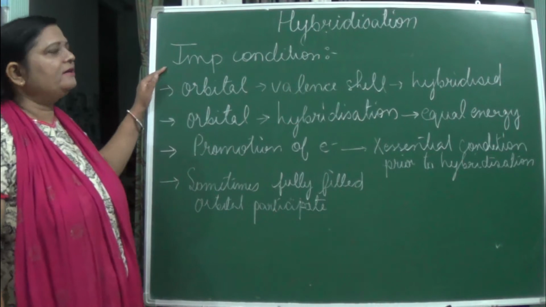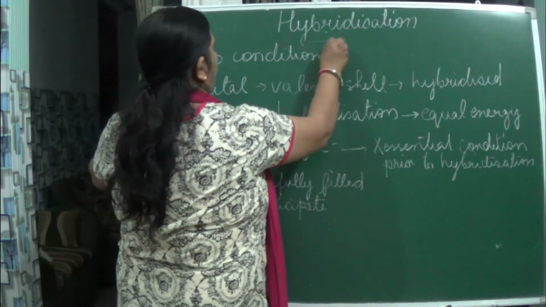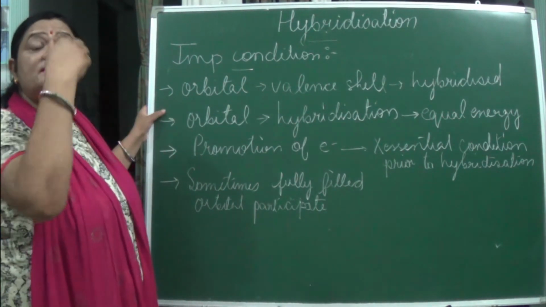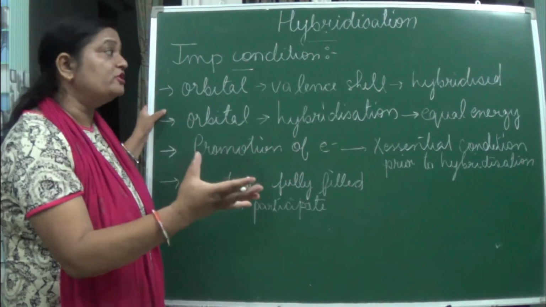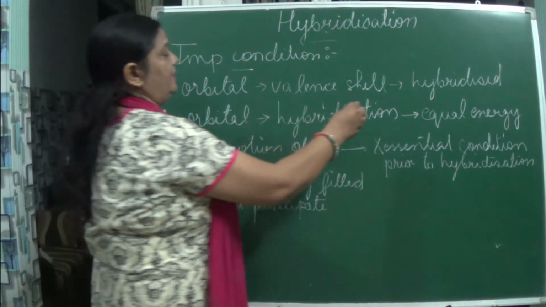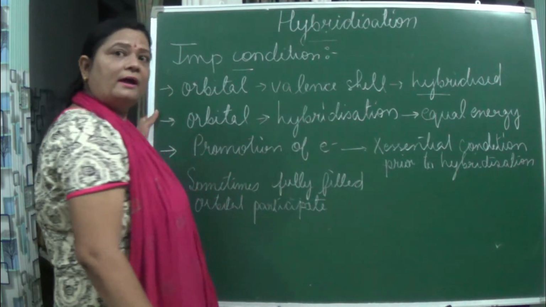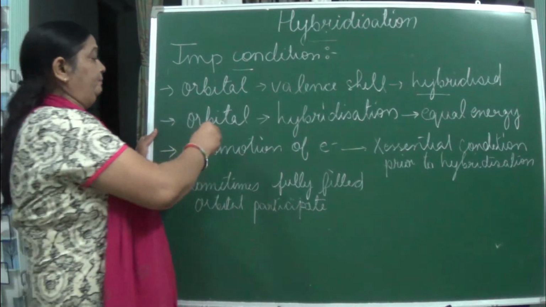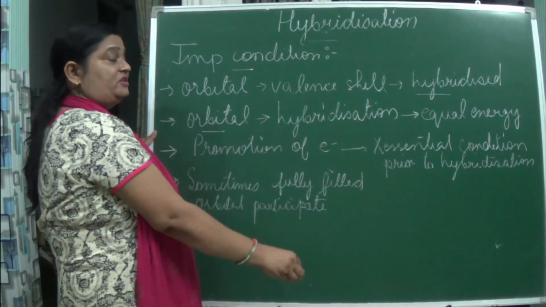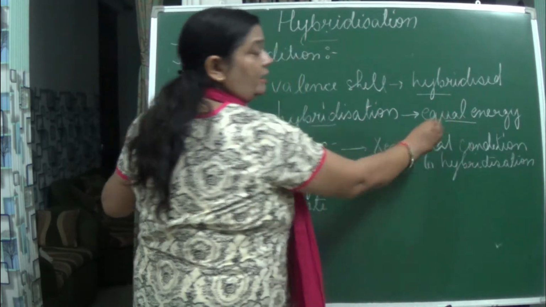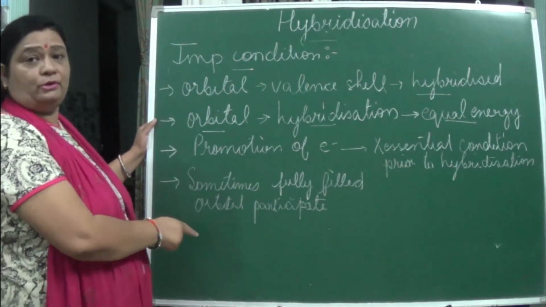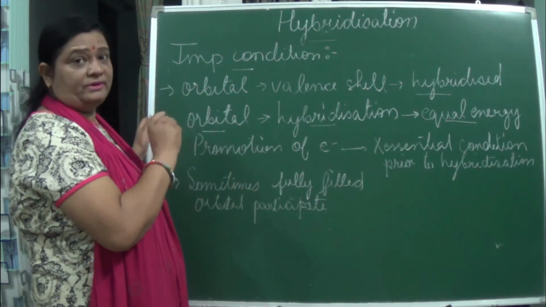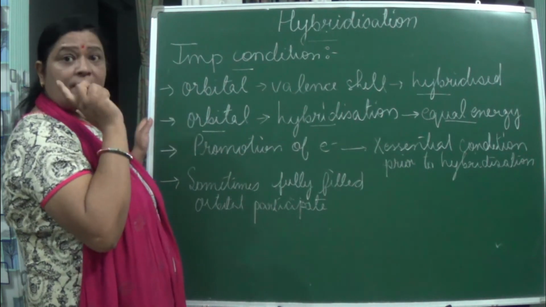So what are the important conditions of hybridization? Let us see that. The orbitals present in the valence shell, meaning the outermost shell, only get hybridized. They participate in hybridization, not the inner ones. When hybridization takes place, the orbitals have equal energy. I explained this in the case of carbon when it became sp3. All the orbitals, whether s or p, had the same energy.